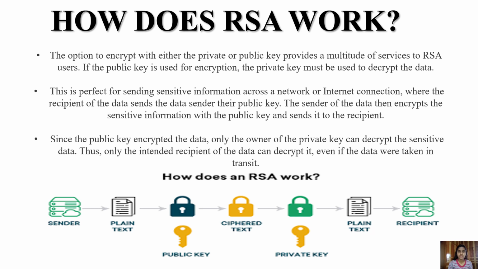How does RSA work? The option to encrypt with either the private or the public key provides a multitude of services to RSA users. If the public key is used for encryption, the private key must be used to decrypt the data. This is perfect for sending sensitive information across a network or internet connection. The recipient of the data sends the data sender their public key, and the sender then encrypts the sensitive information with the public key and sends it to the recipient. Since the public key encrypted the data, only the owner of the private key can decrypt the data. Thus, only the intended recipient can decrypt it, even if the data were taken in transit.